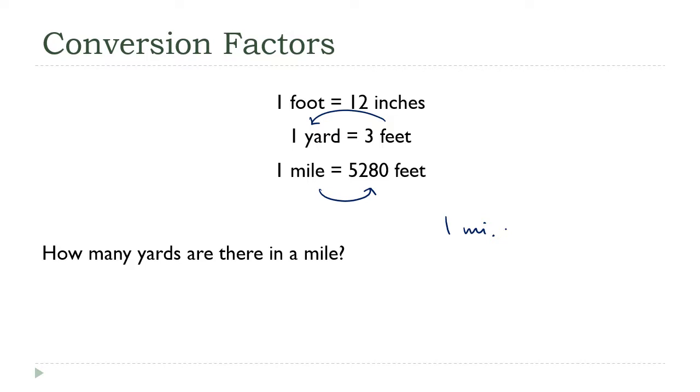So first, let's see. There's 5,280 feet in 1 mile. That takes me to feet. Right now, I want to go into yards. There's 1 yard in 3 feet. Watch the units. The miles cancel. The feet cancel. All I'm left with for the units is yards. Right? You get your calculator out. 5,280 divided by 3. That's 1,760 yards. Right? And that's it. There's our answer.